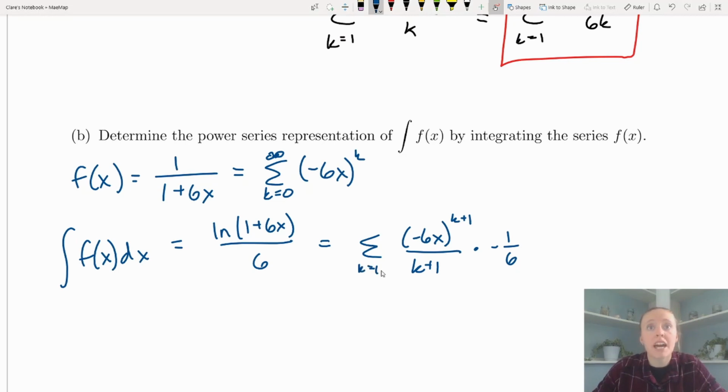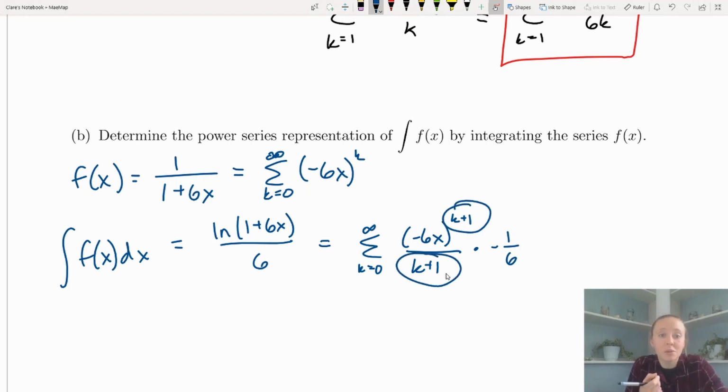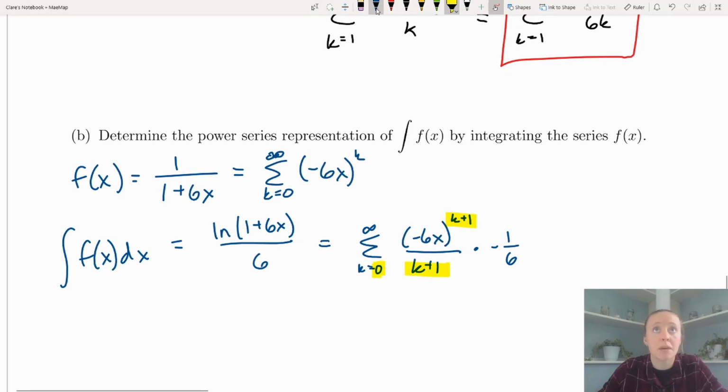And this was from k equals 0 to infinity. Now you see, since both of my k values have a plus 1 with them, all I can do is shift that index and start at a k value of 1, so then I don't have to do k plus 1 within there. I can just do k. So shifting my index, I'm also going to have to change my k plus 1s.